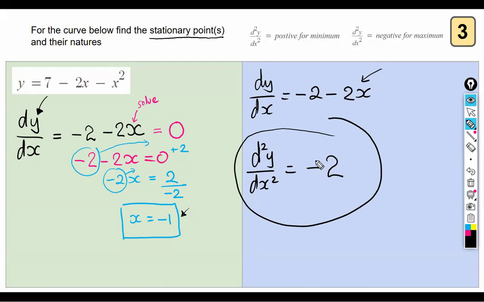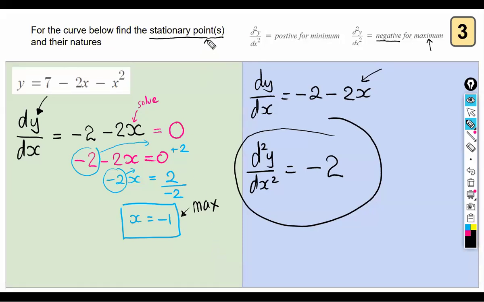Isn't this a negative value? When it's a negative value, what kind of point would it be? A maximum, because d squared y dx squared turned out to be negative. So he's the one that walks up to the point x = -1 and says, hey, you will be a maximum point. So when x is -1, we have a turning point, and it's also going to be a maximum.